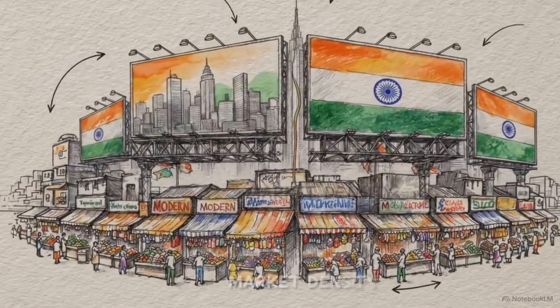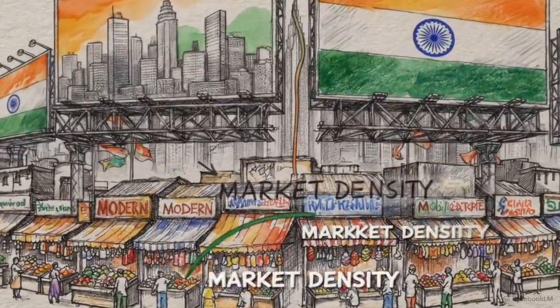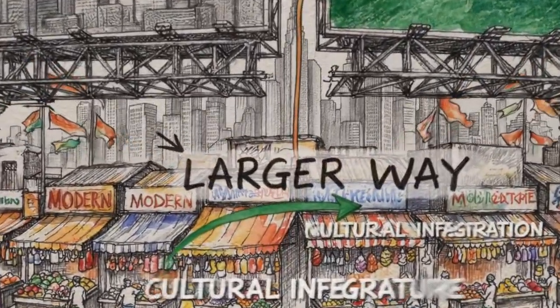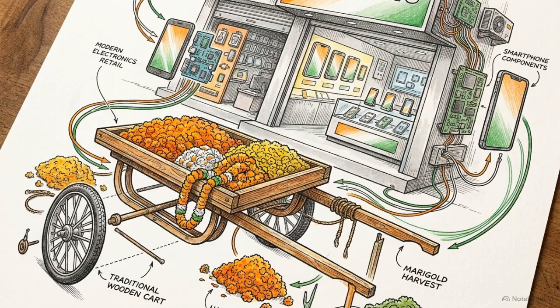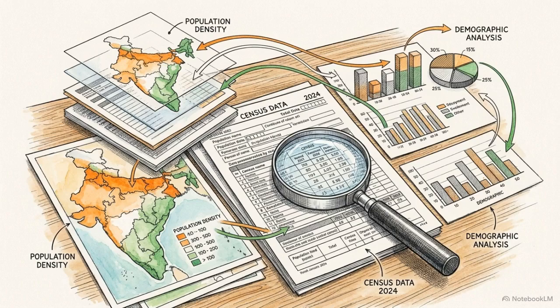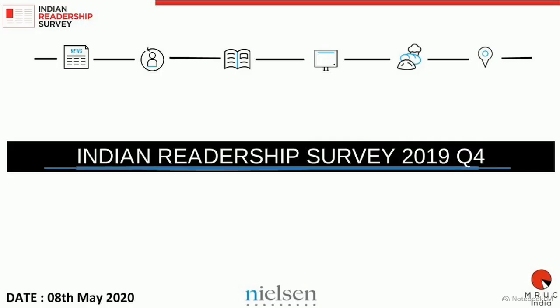If you want to understand the sheer velocity of global commerce, you have to look at India, a market of over 1 billion consumers, operating in an environment where hyper-modernity collides with deeply traditional commerce every single second. But tracking economic mobility at this scale requires a massive, standardized dataset to accurately audit the consumer landscape. That definitive audit is the Indian Readership Survey, specifically the Q4 release from 2019.